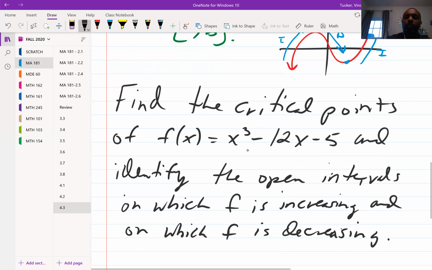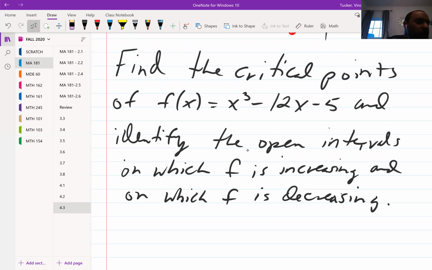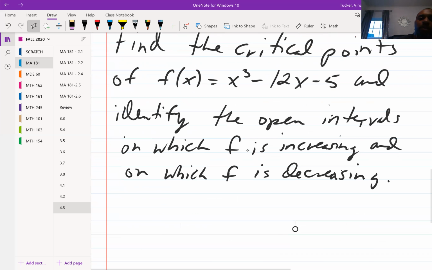All right, so find the critical points of f(x) = x cubed minus 12x minus 5, and identify the open intervals on which f is increasing and f is decreasing. Okay, so first thing we need to do is find these critical points.